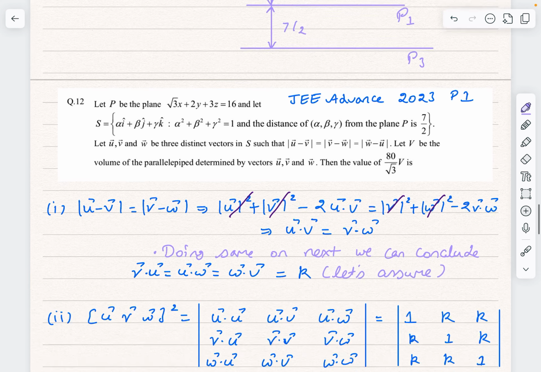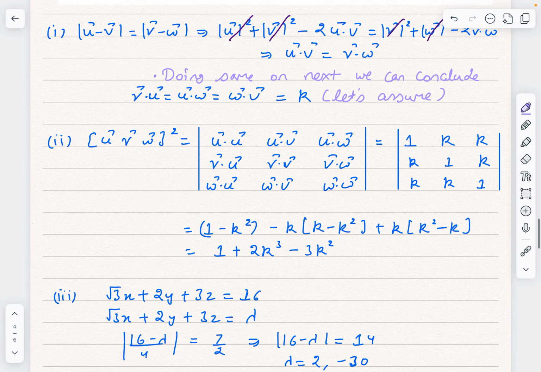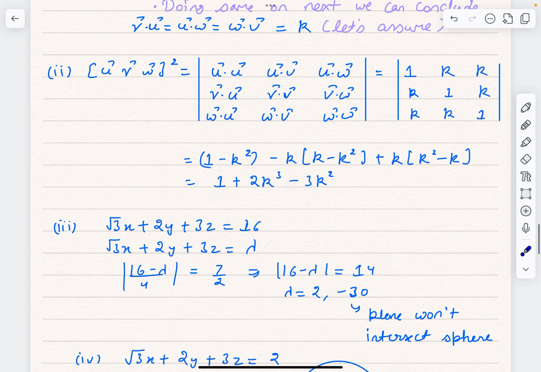Now, we'll try to find the plane which is parallel to the given plane at a distance of 7 by 2. The given plane is root 3x plus 2y plus 3z equal to 16. A plane which is parallel to this we can write as root 3x plus 2y plus 3z equal to lambda. Now distance between parallel planes is the difference of constants by root a square plus b square plus c square. When we do that, you get 4. So you get mod 16 minus lambda equal to 14. So lambda will be equal to 2 or minus 30.